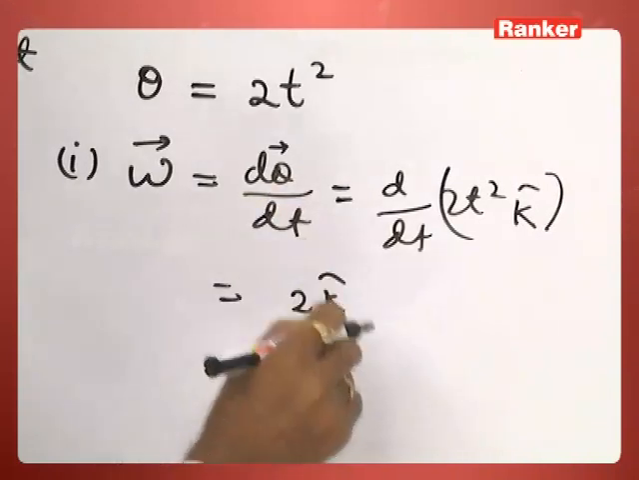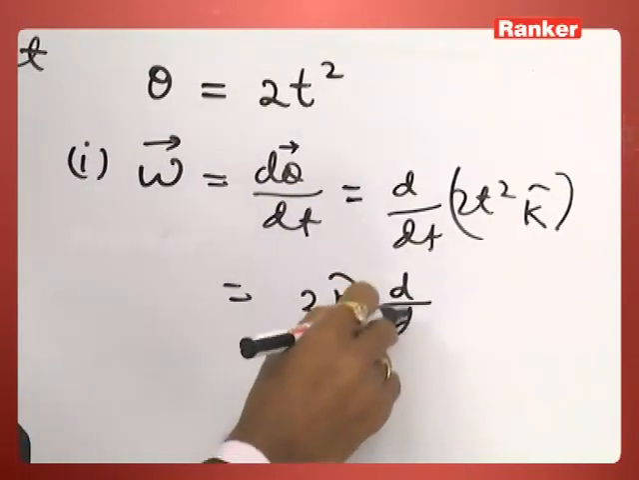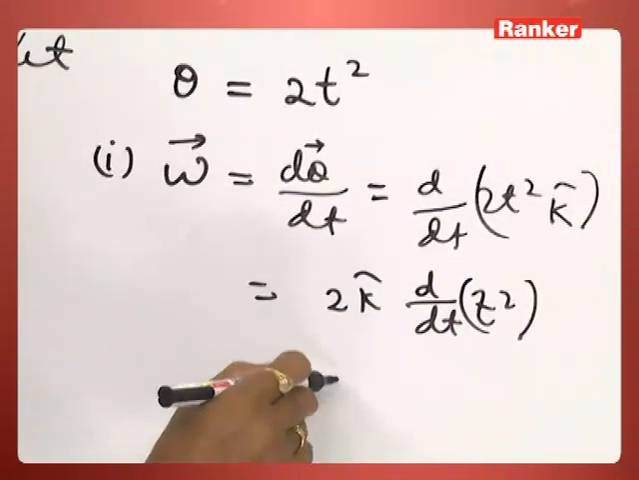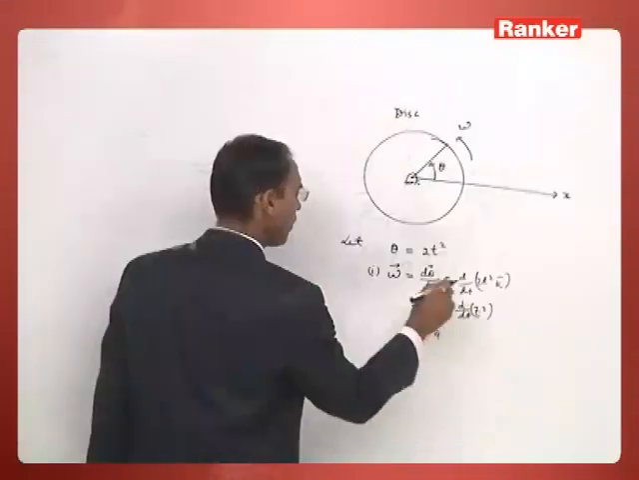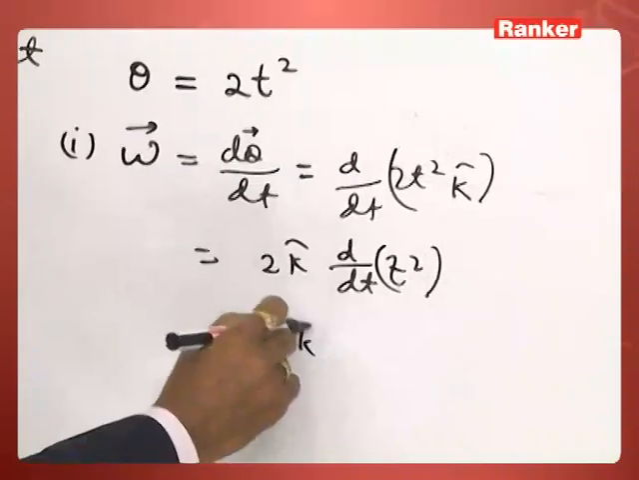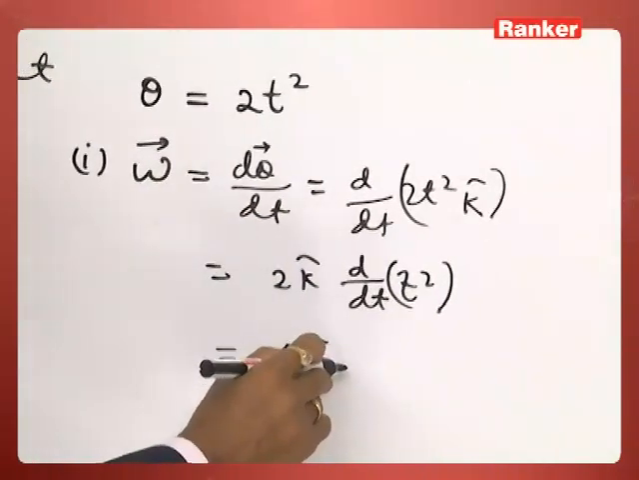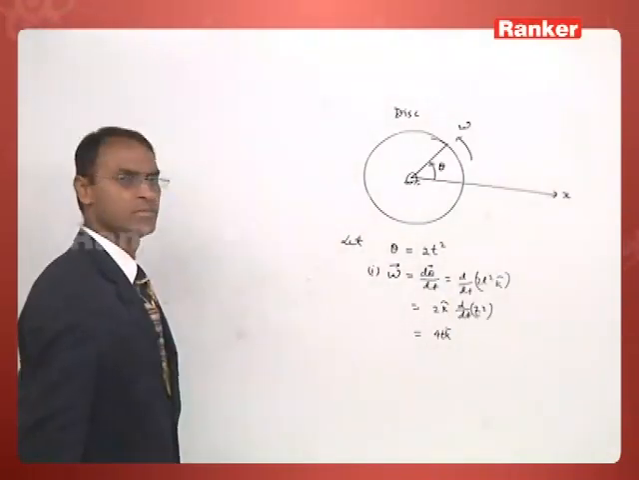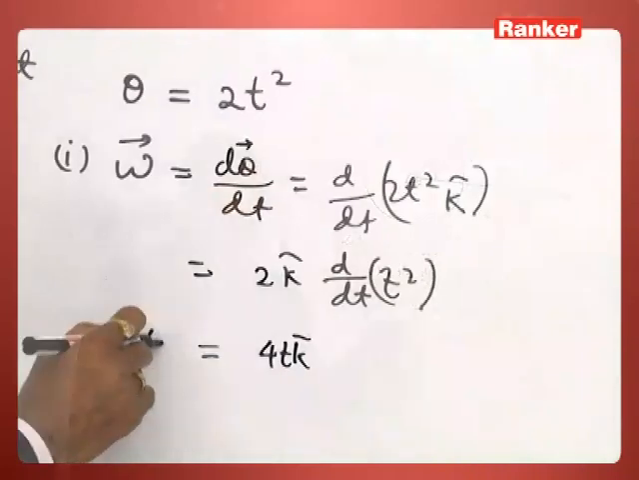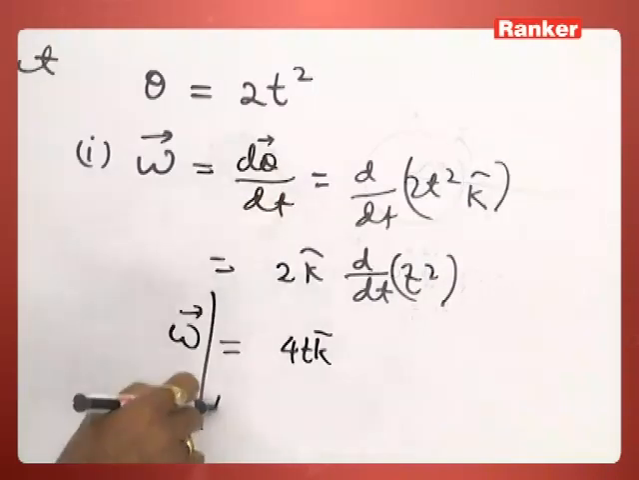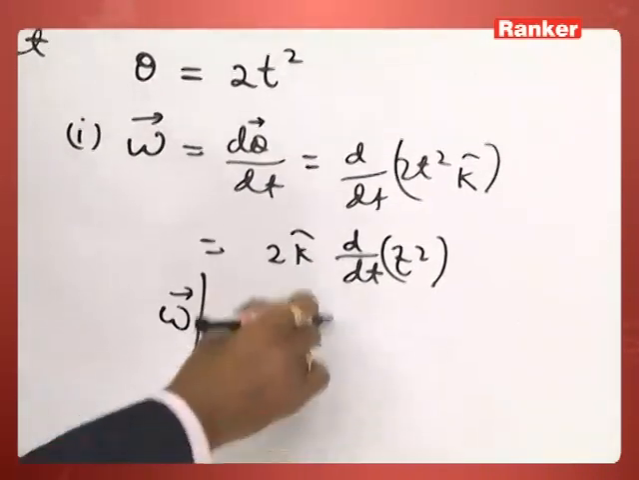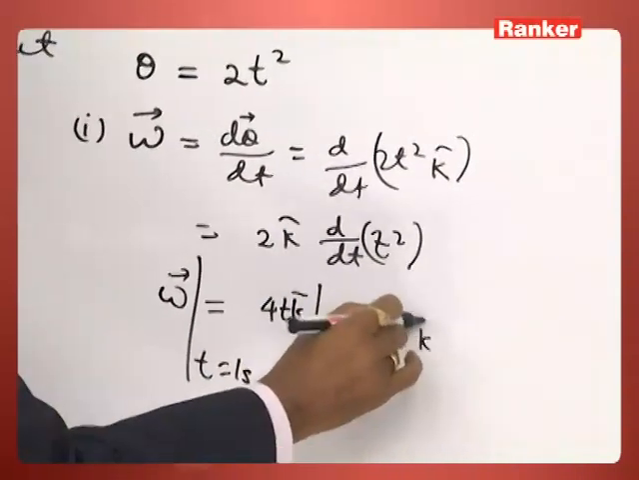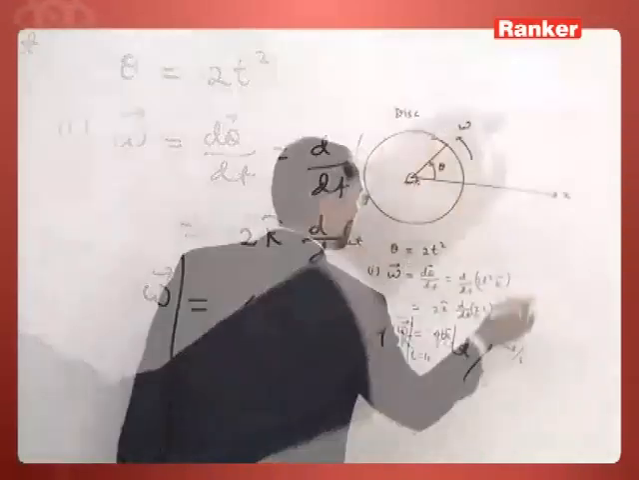To take it out, d by dt of t square. So we are getting 4 kf into t. This is the angular velocity. Suppose at time t equal to 1 second, put t equal to 1 second. How much? 4 kf radian per second.